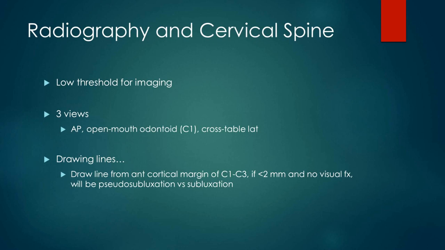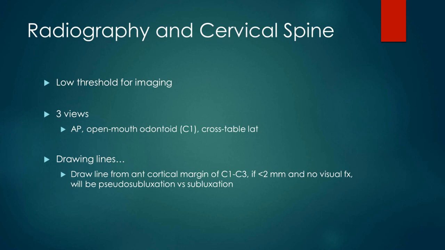Just remember on children, pediatric patients, you want to make sure that you have a low threshold for imaging, and that you're getting appropriate imaging. It used to be plain films of the neck, but anymore with the lower dose CTs, it's almost better to just get a CT cervical spine if you're concerned for any type of injury to the spinal cord. And just keep in mind that they can have spinal cord injury without radiographic evidence that you need to be concerned about. So this again is that three views: AP, odontoid, and lateral.